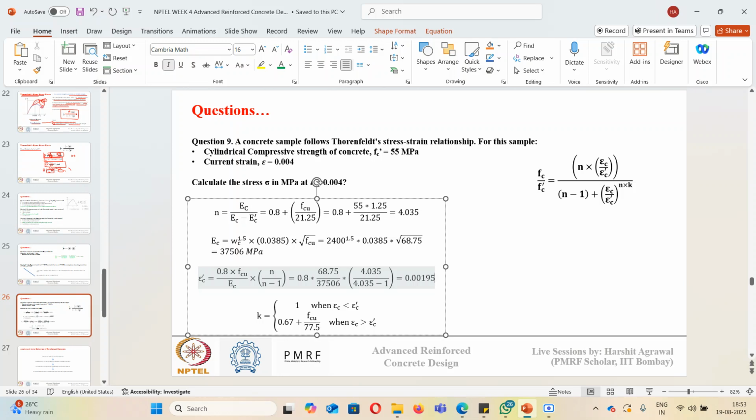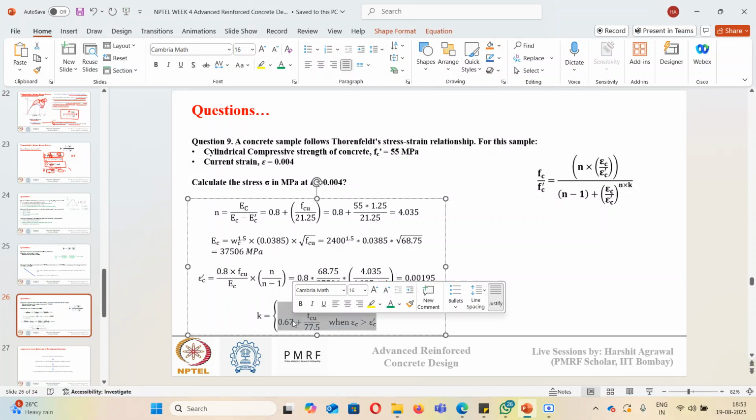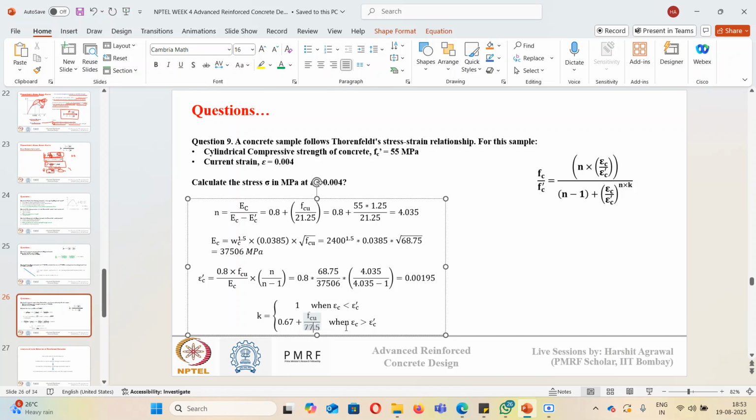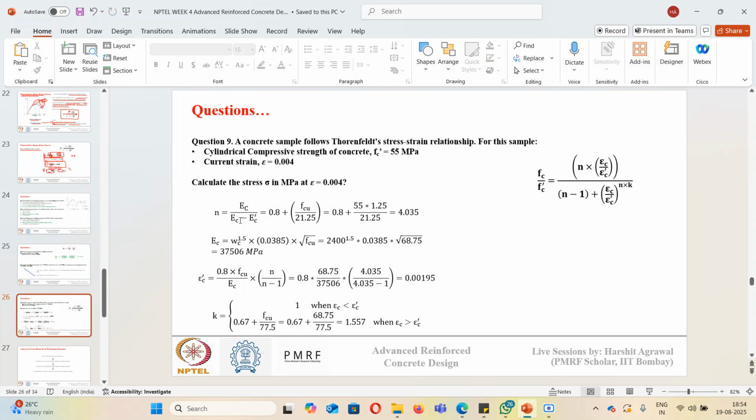Now, since the strain at which I need to calculate the stress is more than epsilon c dash, I will use the second equation to calculate the value of k. So k will be given by 0.67 plus fcu, 68.75, divided by 77.5, and this will come out to be 1.557. This is how we use this method to calculate the value of n and k.